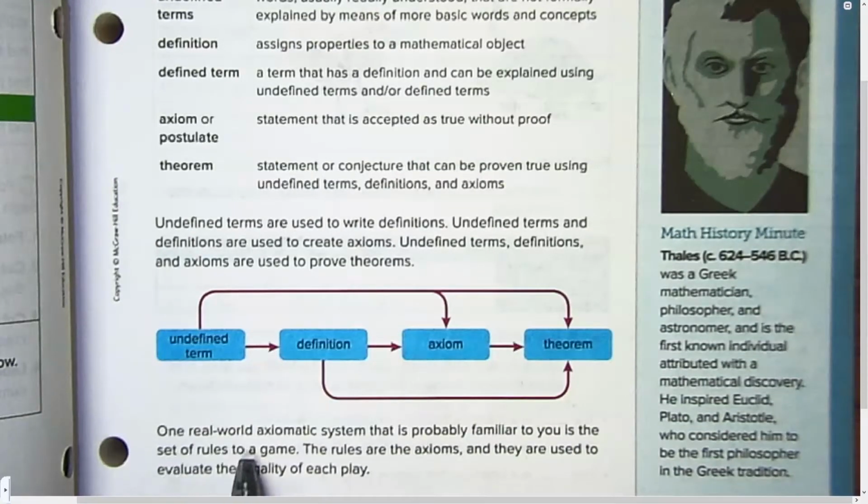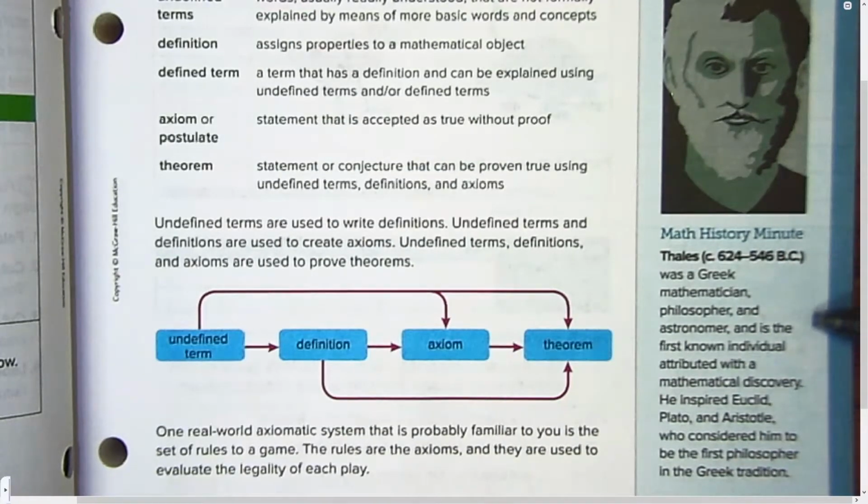One real-world axiomatic system that is probably familiar to you is the set of rules to a game. The rules are the axioms, and they are used to evaluate the legality of each play. And then here is a story about a math historian.